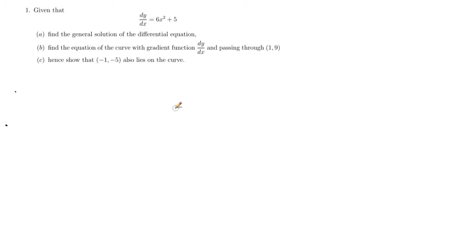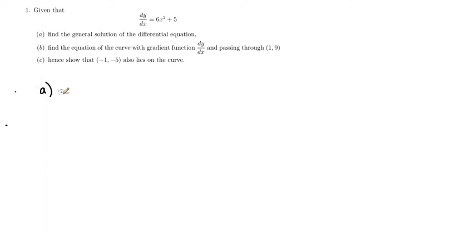So we have a question here which says we have been given a gradient function, we've been given a point, and firstly you are being asked to find the general solution of the differential equation, and then we are also asked to find the equation of the curve with the gradient function and the point, and lastly we are asked to find if a certain point lies on the curve. So let's get into it.